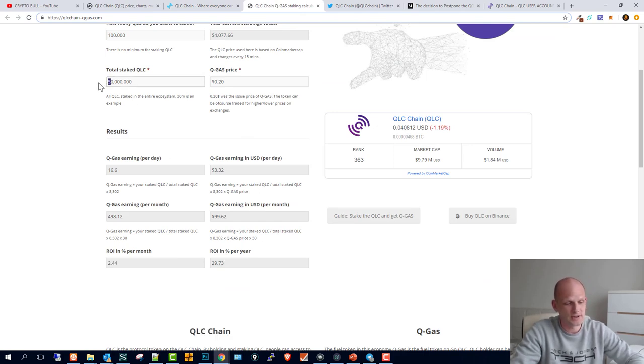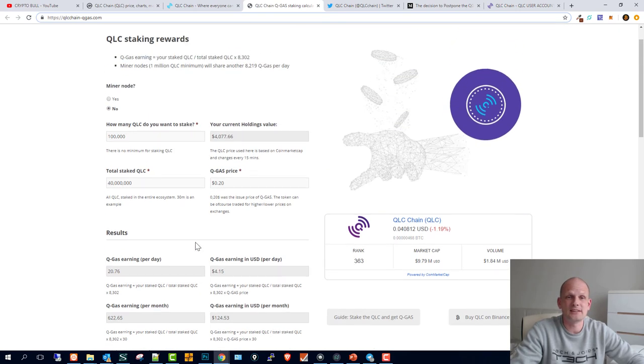I believe that at the very beginning, there will be about a maximum of 40 million staked coins, and you will be able to make about 37.6% every day. So guys, this is on QLC chain.